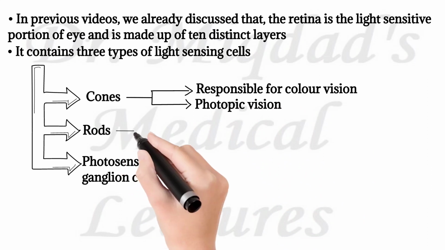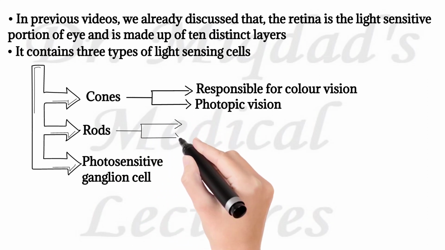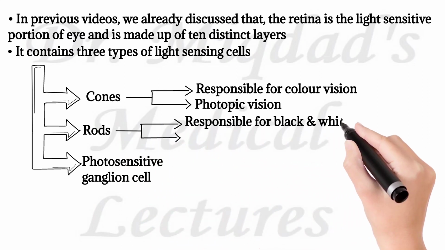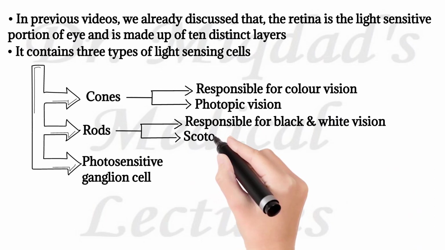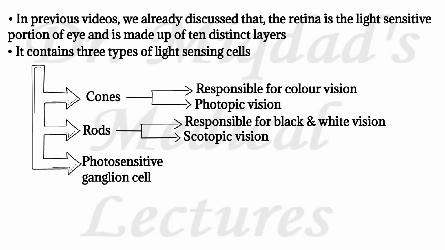Next, the rods. They are responsible for black and white vision and they are extremely sensitive to light. And hence they are the receptors for night vision, also known as scotopic vision. The rod system is incapable of resolving the details and boundaries of objects and even their colors.